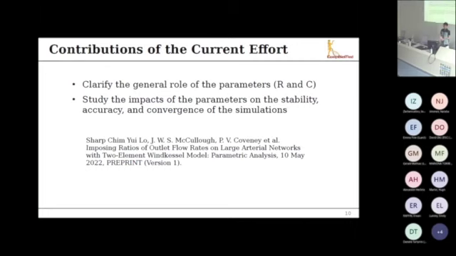Here our contribution is to clarify the general role of the model parameters in this strategy, namely the resistance and the capacitance in this reduced order model. We study the impacts of these parameters on the stability, accuracy, and convergence of the simulations by varying the model parameters using a parametric analysis.